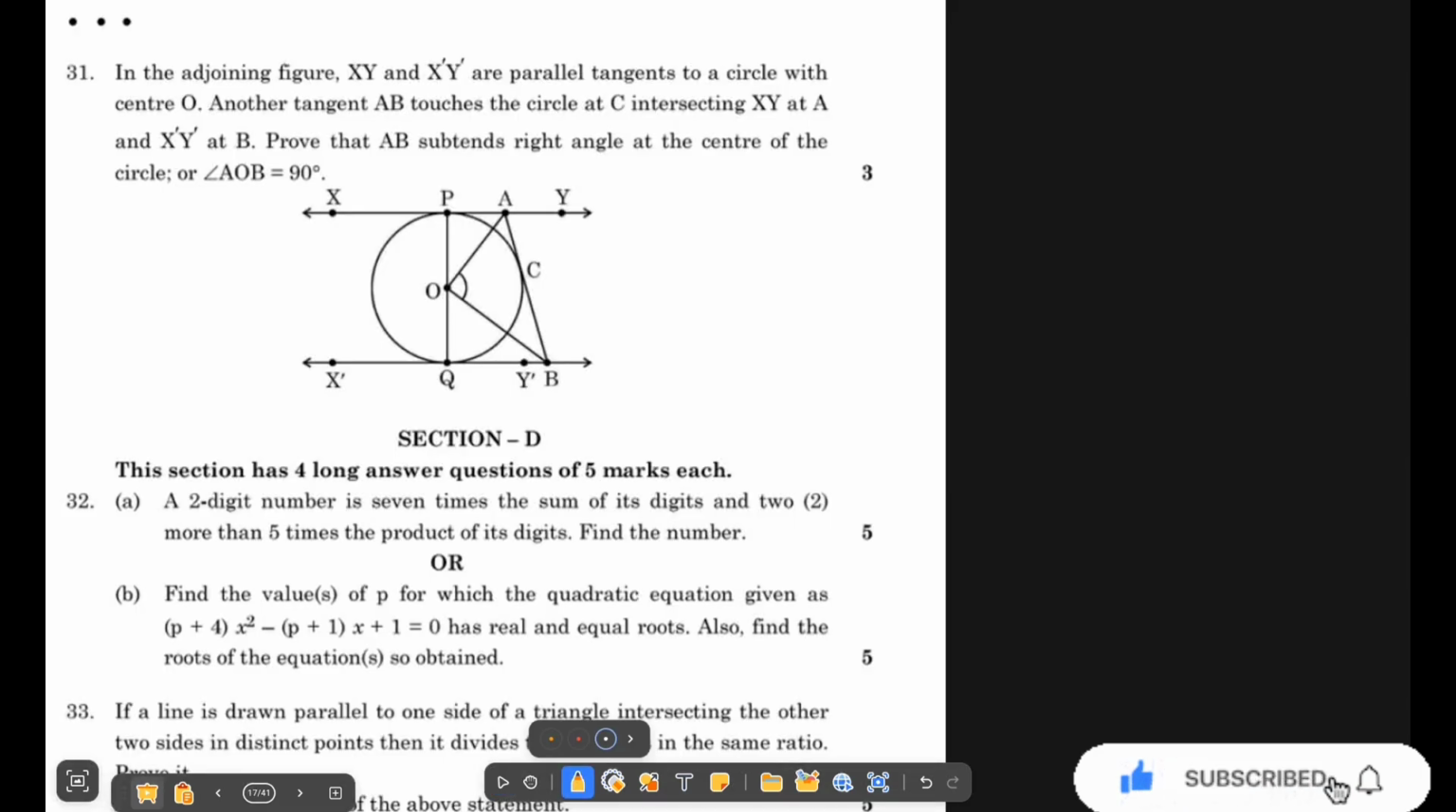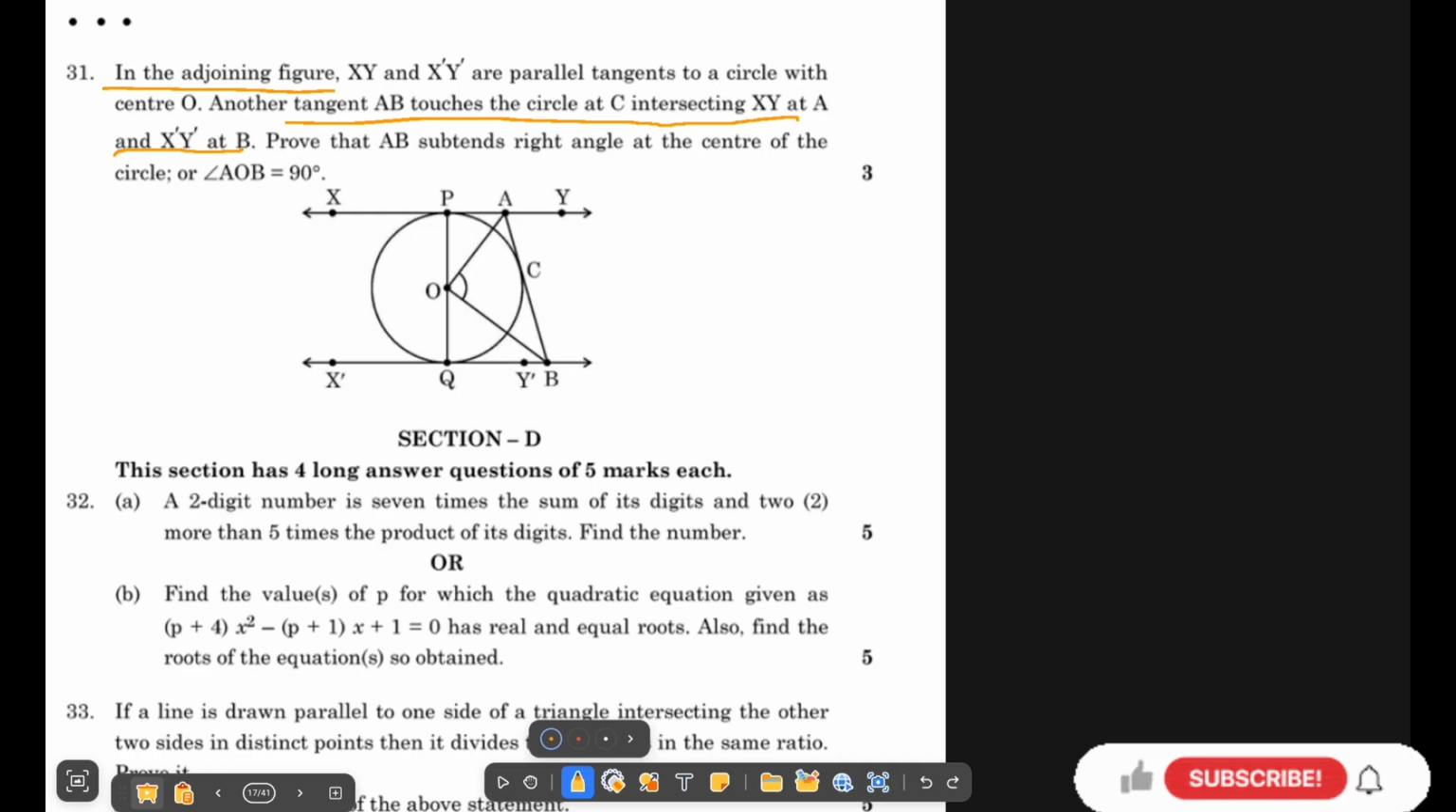Next is the 31st question. What is the 31st question here? In the adjoining figure, XY and X dash Y dash are parallel tangents to a circle with center O. Another tangent AB touches the circle at C, intersecting XY at A and X dash Y dash at B. So there is one more tangent, this AB, which touches the XY tangent at A and the X dash Y dash tangent at B.